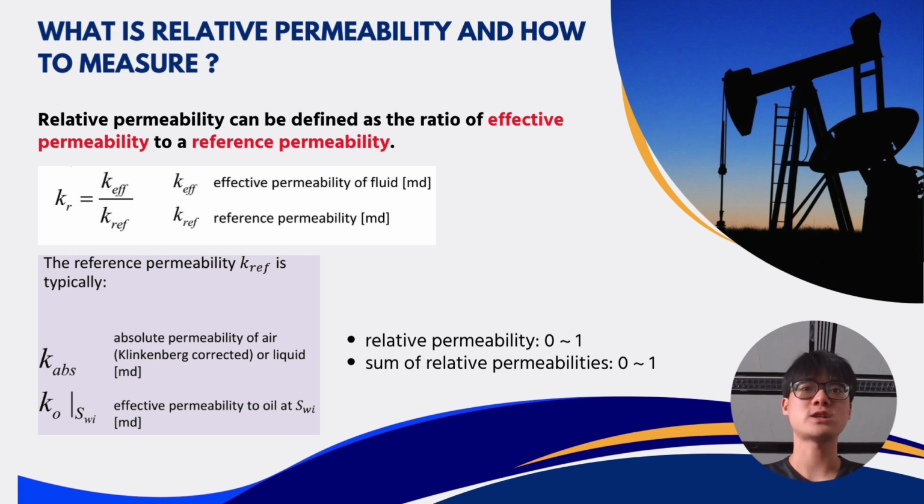From this definition, we can know that the relative permeability will range from 0 to 1 as its numerator, which is K effective, won't be greater than its denominator, which is K reference.